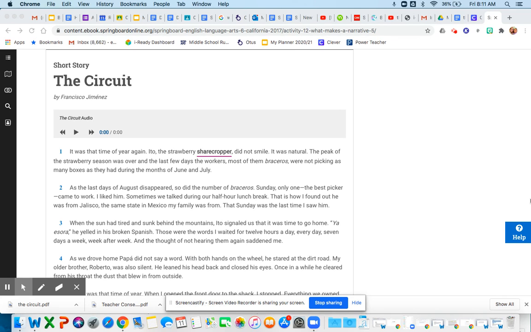So chronological order is time order, when they happened. First this happened, second this happened, etc. So again, you are underlining action. So underline words and phrases that indicate when the action of the story is taking place. Okay, so underlining. You may also highlight if that is easier for you.